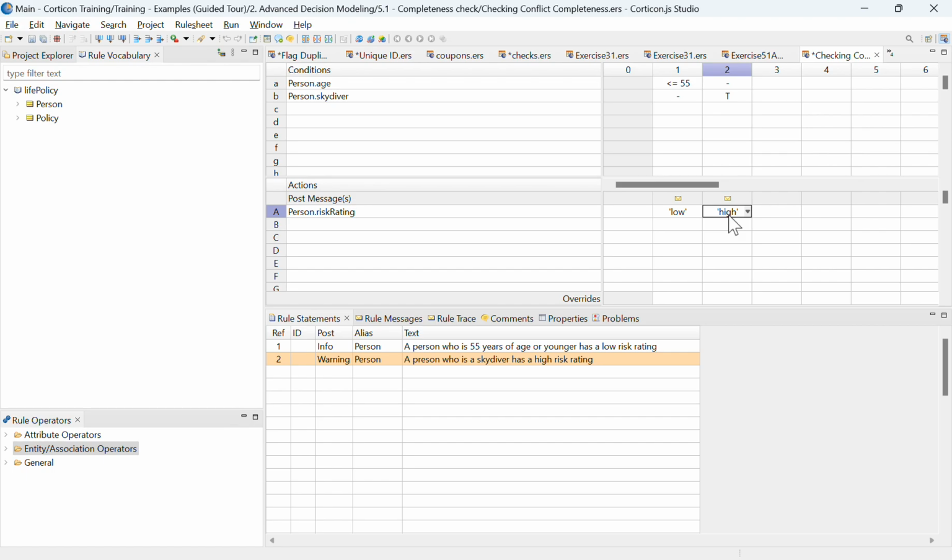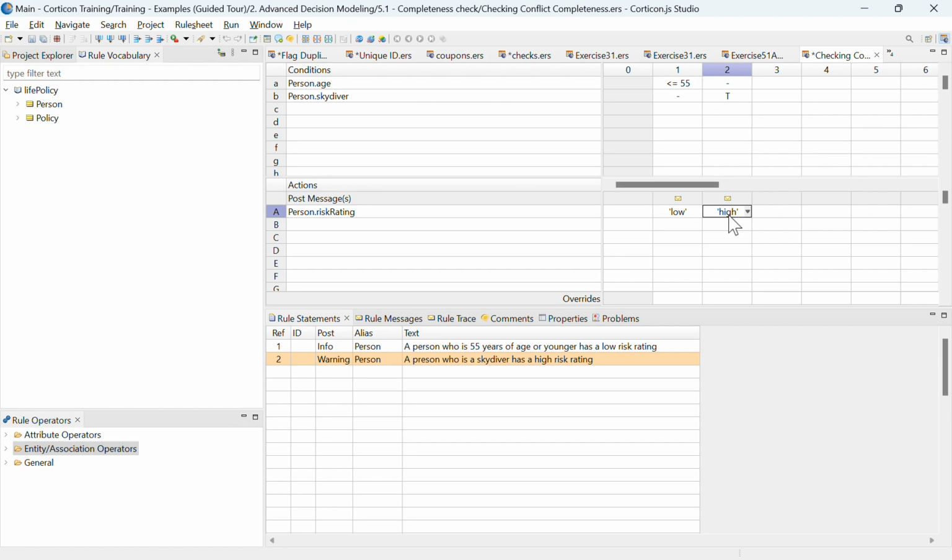Now, you might identify pretty quickly that there are cases where those two things could happen at once. A person underneath the age of 55 that is also a skydiver. So what should we do then? Should one overrule the other? Corticon doesn't know by default.